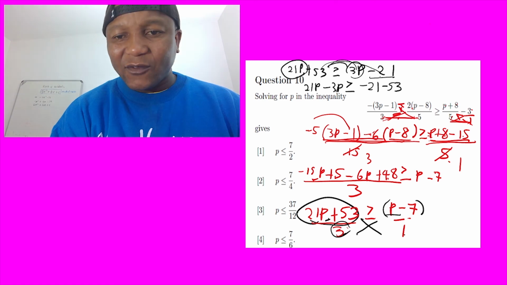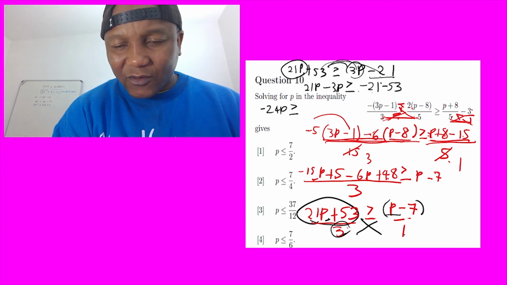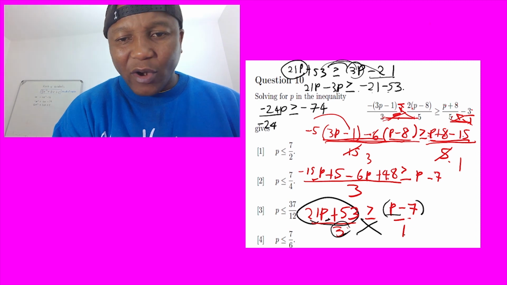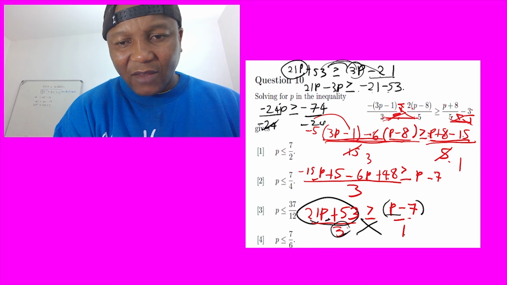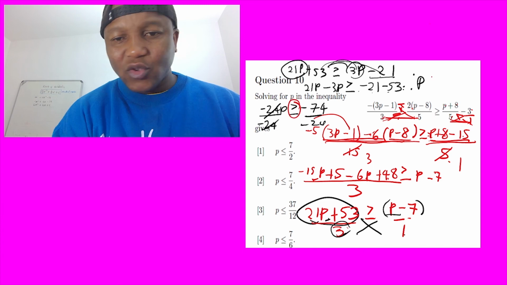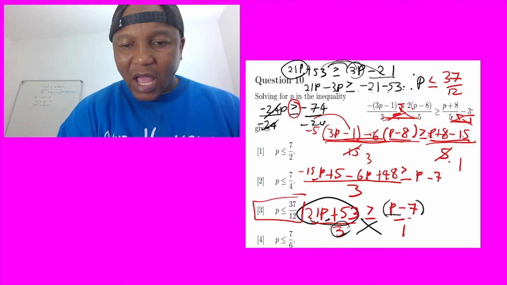So negative 21p minus 3p is going to be negative 24p, greater or equal. Negative 21 minus 53 is going to be negative 74. So I'm going to divide by negative 24. This is going to cancel. So finally, my p is going to change the direction of the inequality. It's not going to be greater or equal, it's going to be less or equal. 74 divided by 24 is going to be 37 over 12, and that's going to be our third option.